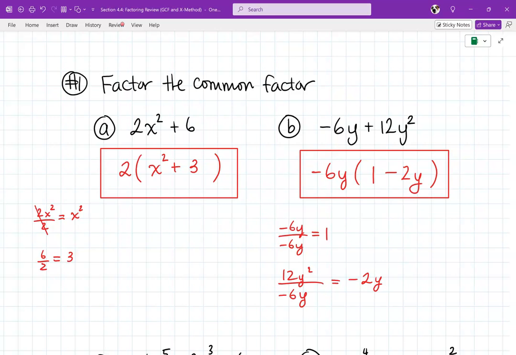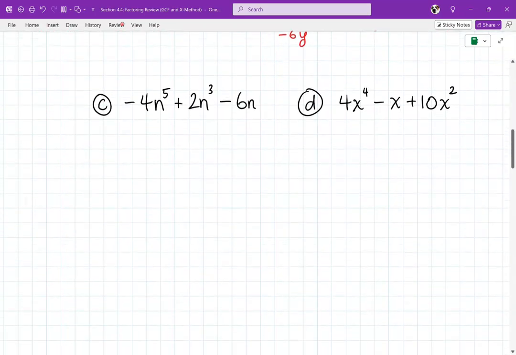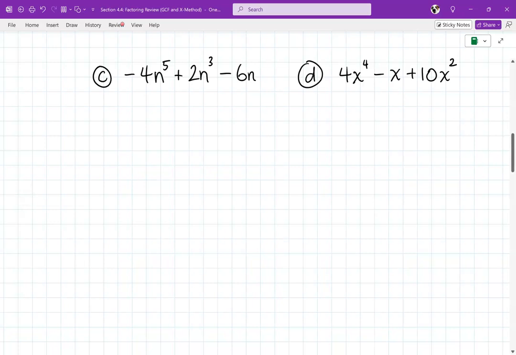Okay? So greatest common factors, it's the easiest way to factor. You don't need any kind of special method, no tricks or anything like that. You just have to work through it slowly. Okay? So let's continue with these two. These are a little bit more involved. And then after that, I think we go to the X method. Yeah. So what should I take out from part C?